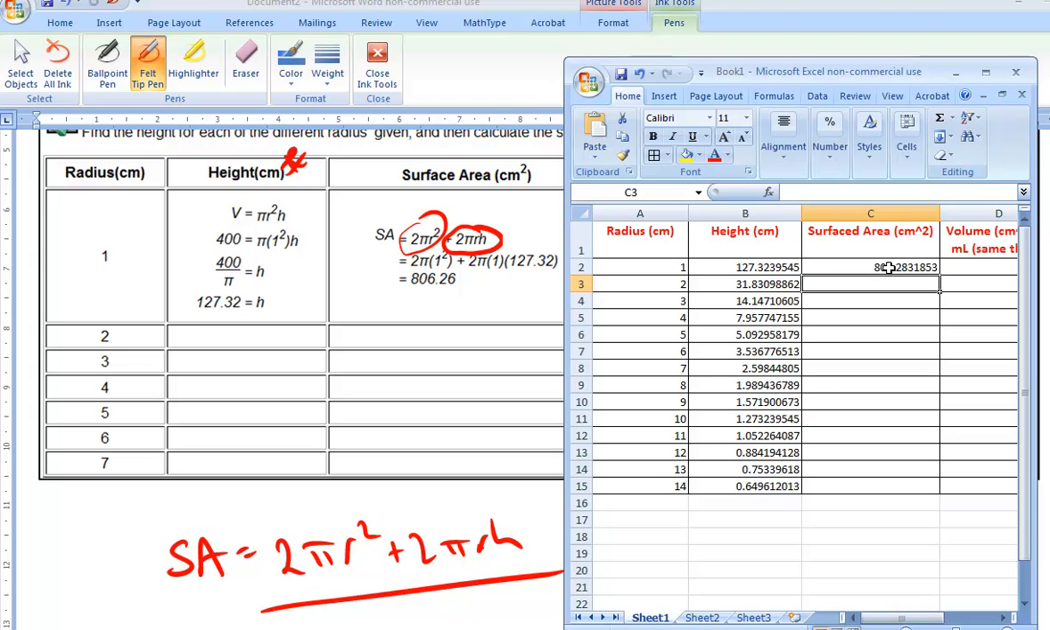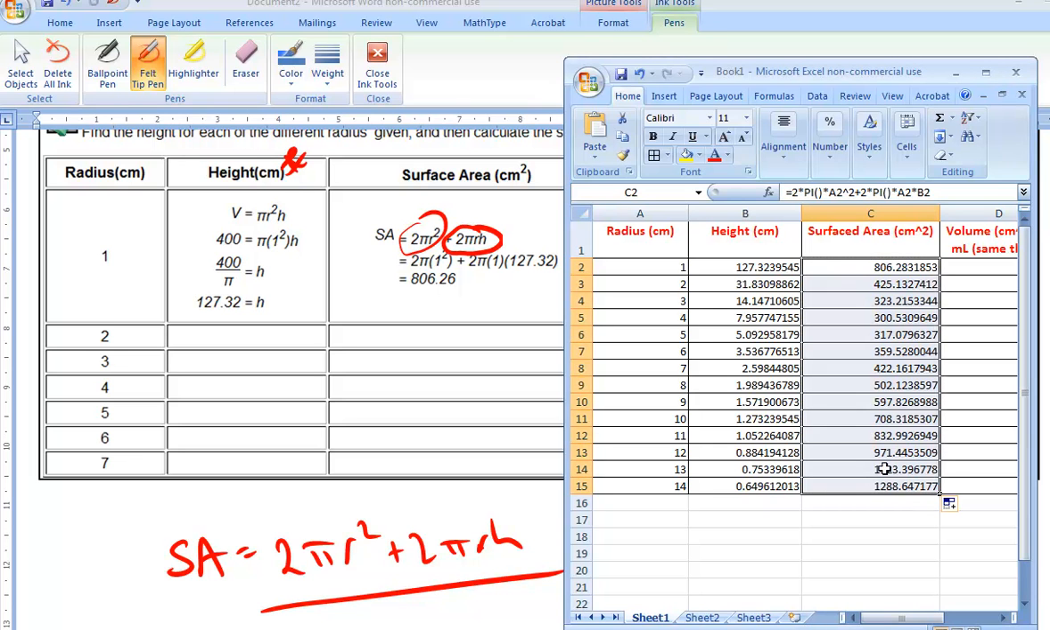And we'll see that that's the exact same number that they gave us in the example, so it makes it a little easier for us to know that we got the right thing. And I can zoom down, and it gives me the surface area is changing all the way through.